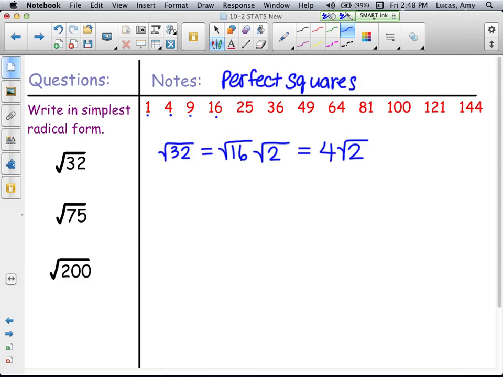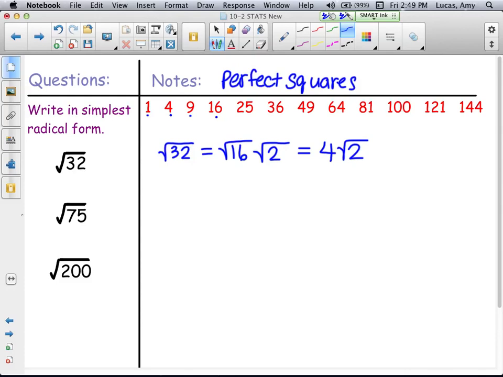So again, I look for factors of 32, and then I specifically want to find the largest perfect square factor of 32. That's the one that I want to use to break it down to simplest radical form. So 32 is the same as 16 times 2. So I can separate the square roots. So the square root of 16 times the square root of 2 is the same as the square root of 32. Then the one that's a perfect square, the 16, I take the square root of that.